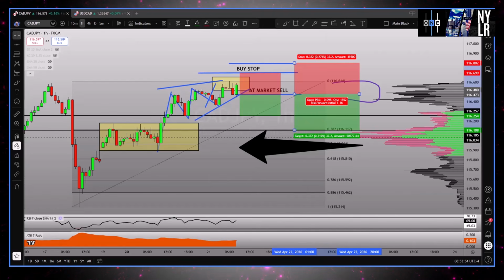Sean says, but wouldn't we want to go for target 2 anyway since it has the higher volume? Not necessarily.